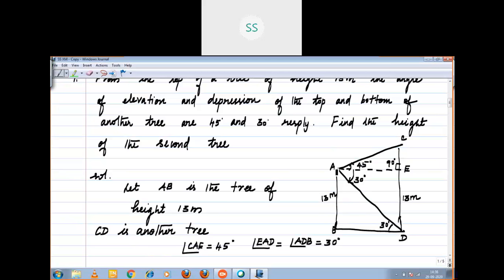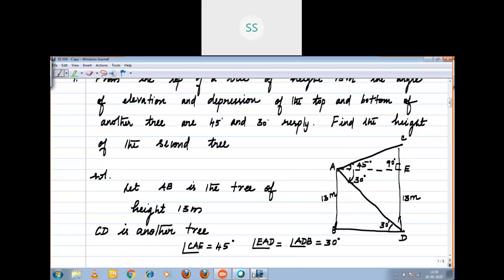I gave the explanation for this. Once again, I repeat, you see, angle of depression means you are seeing the object downwards, right? It makes an angle 30 degree. AE, BD are parallel. AD acts as a transversal. So alternate interior angles are equal. Here it is 30 degree. That's why this angle is also 30 degree.